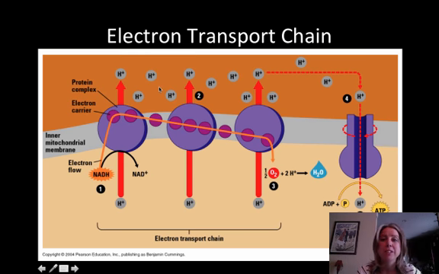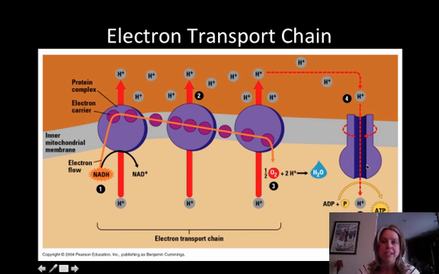So as a result of that, we're going to get a concentration gradient. We're going to have a bunch of H's on one side of the membrane and not a lot on the other. So they're going to want to go from high to low. However, they're not going to be able to get through this membrane. The only way they can get through the membrane is by going through this thing that's called ATP synthase.